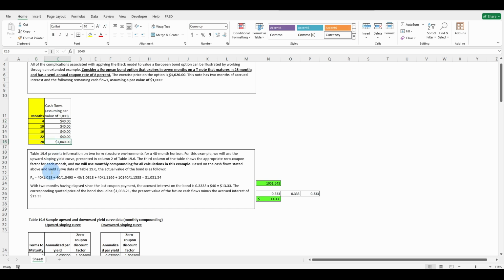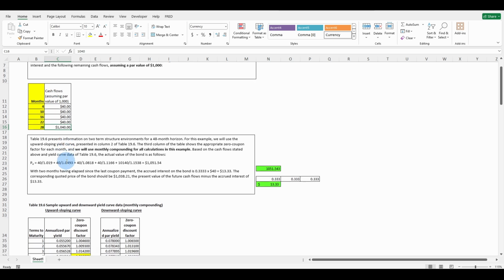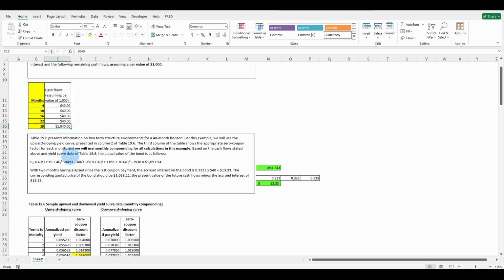Table 19.6 presents information on two term structure environments for a 48-month horizon. For this example, we will use the upward sloping yield curve presented in column 2 of table 19.6. The third column of the table shows the appropriate zero coupon factor for each month, and we will use monthly compounding for all calculations in this example.